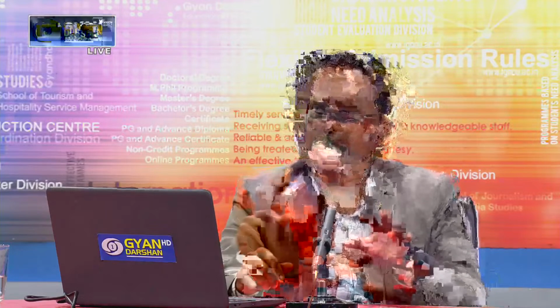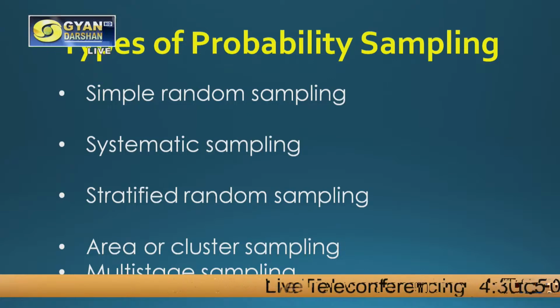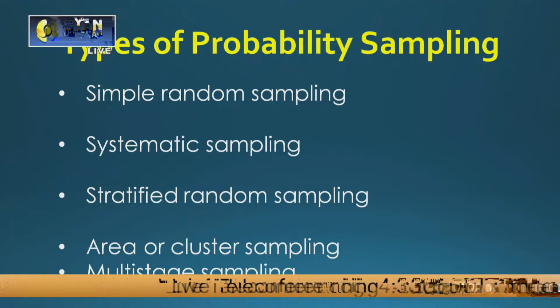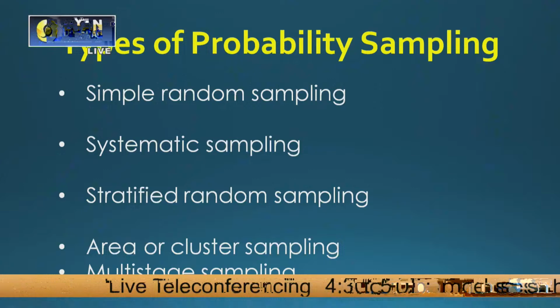For that, we will start with the different types of probability sampling methods. Now, again, I would request you to look at the slide, which shows the different types of probability sampling. If you see, it's very clear: simple random sampling, systematic sampling, stratified sampling, area or cluster sampling, multi-stage sampling.